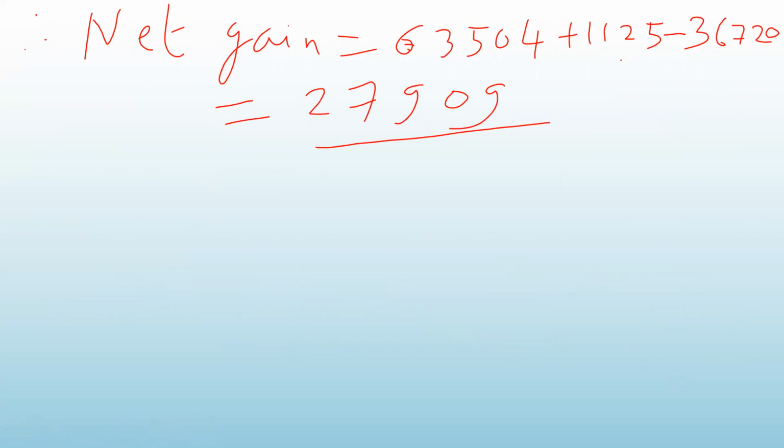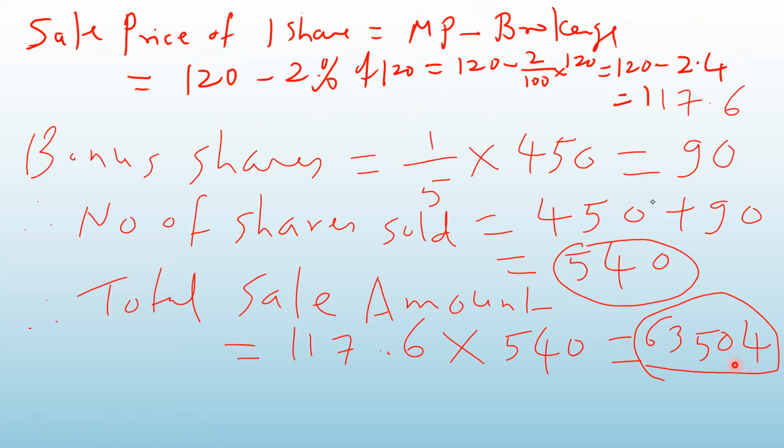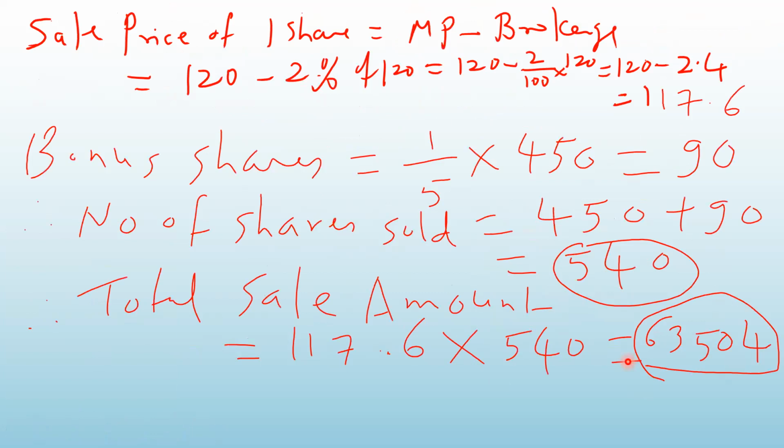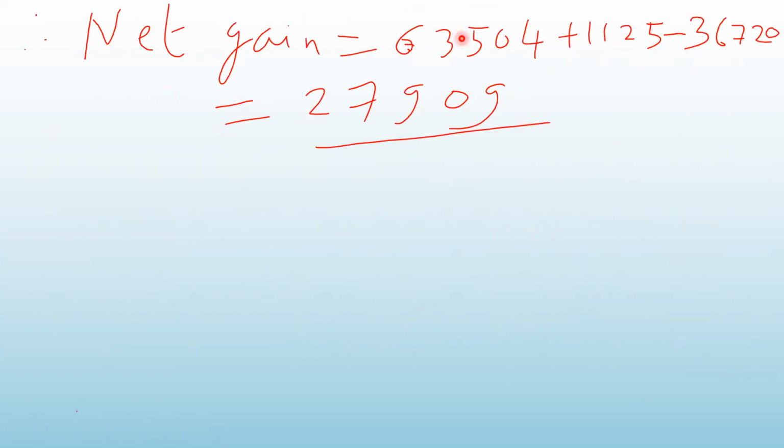Okay. Look here. Net gain is total sale amount plus total dividend minus amount invested. The total sale amount we have just calculated, 63,504. Here it is. And the total dividend also we have calculated, 1125. This was the total dividend. And what was the amount invested? 36,720. So we have put everything here. And after doing this calculation, we get net gain as 27,909.